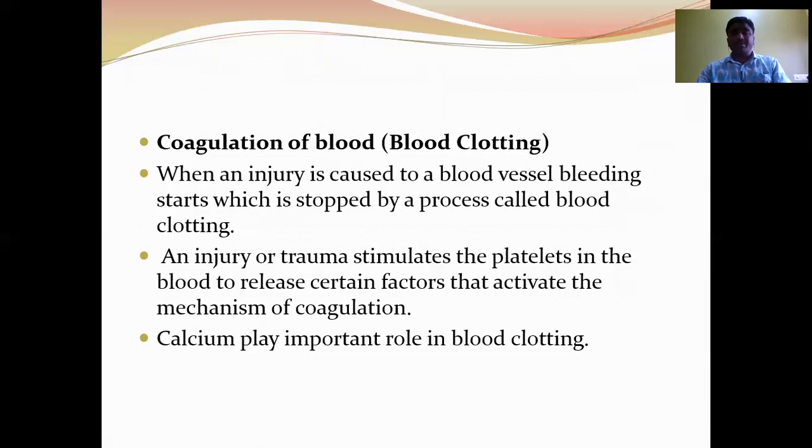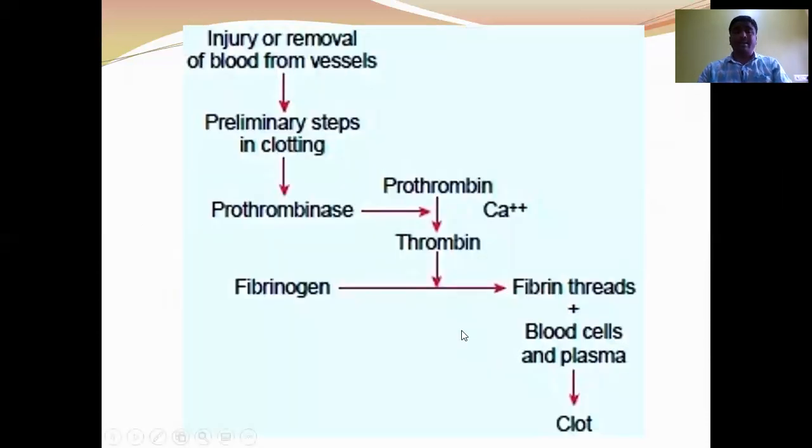An injury or trauma stimulates the platelets in the blood to release certain factors that activate the mechanism of coagulation. So when we have an injury, the blood vessel ruptures, and when blood is exposed to the damaged tissue, that stimulates the platelets to release plasma thromboplastin, the third blood clotting factor. And the fourth blood clotting factor is calcium ions, which play an important role in the blood clotting mechanism.